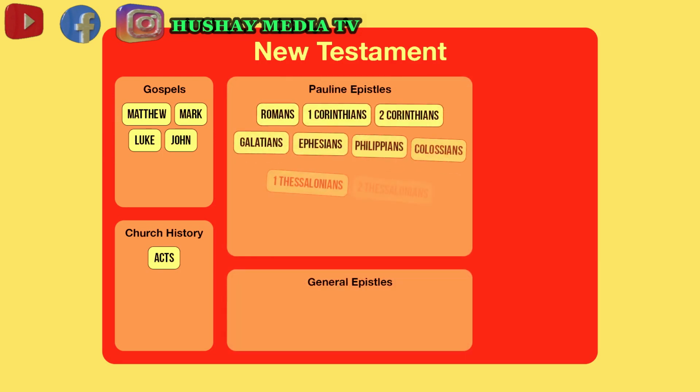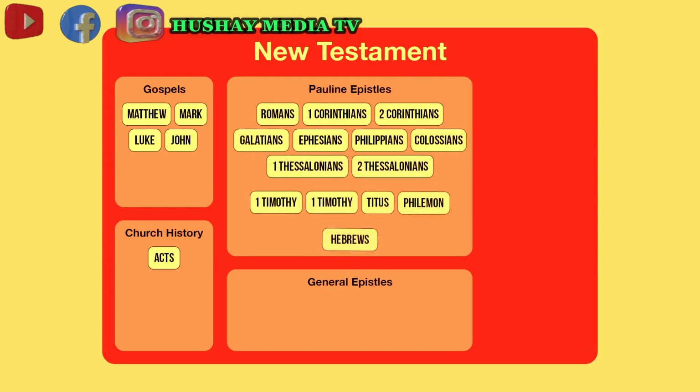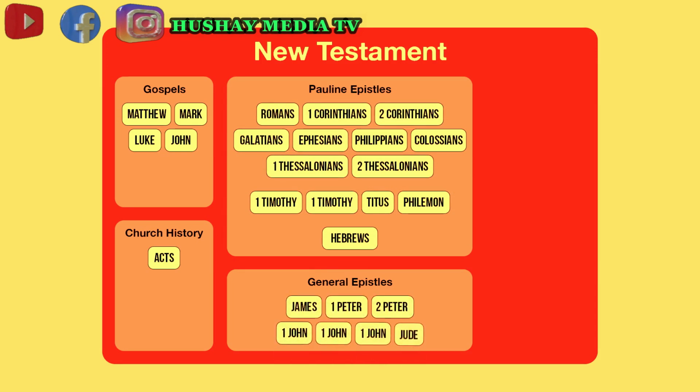14 of these books have at some point been attributed to the Apostle Paul and are therefore known as the Pauline epistles. The other 7 are attributed to other early Christian leaders and are therefore known as the general or Catholic epistles. The word Catholic simply meaning wide-ranging.